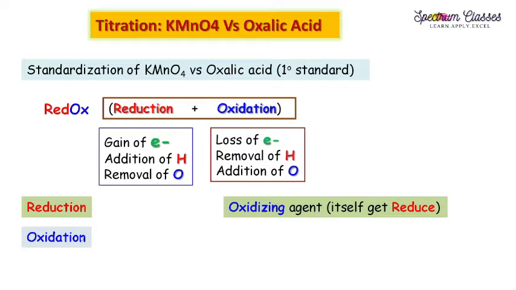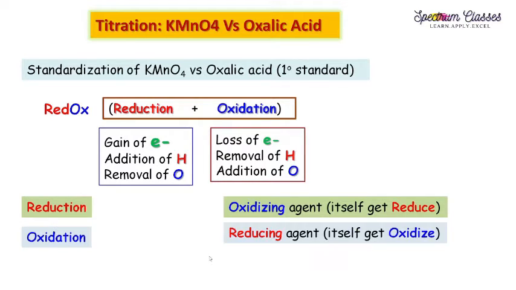Similarly, for oxidation, the species which gets oxidized loses the electron. Because of this, some other species receives the electron. So it itself gets oxidized and works as a reducing agent. So these two are opposite terms actually. Keep it in mind.